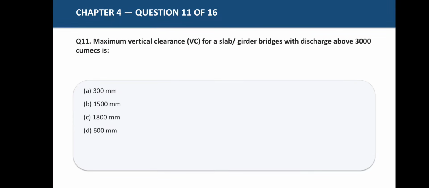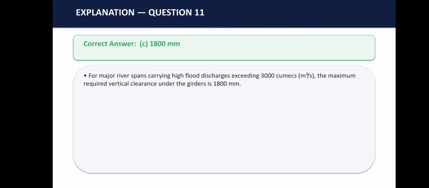Question 11. Maximum vertical clearance for slab or girder bridges with discharge above 3000 cumec is what? Option A. 300 mm. Option B. 1500 mm. Option C. 1800 mm. Option D. 600 mm. The correct answer is option C. 1800 mm. Explanation. For major river spans carrying high flood discharges exceeding 3000 cumec, the maximum required vertical clearance under the girders is 1800 mm.